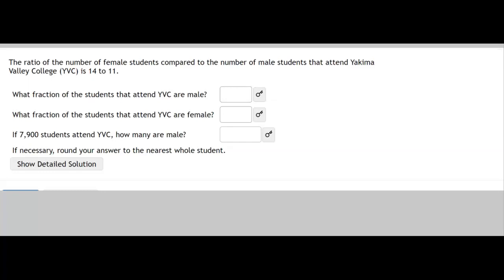This is the second video on basic proportions. This one is a little more involved, but we get to see the same basic approach to solving a proportion.